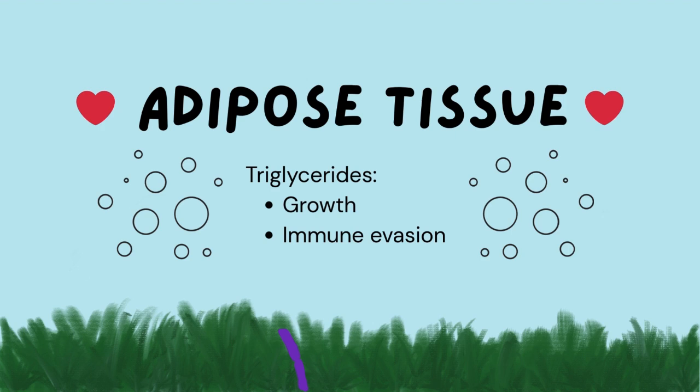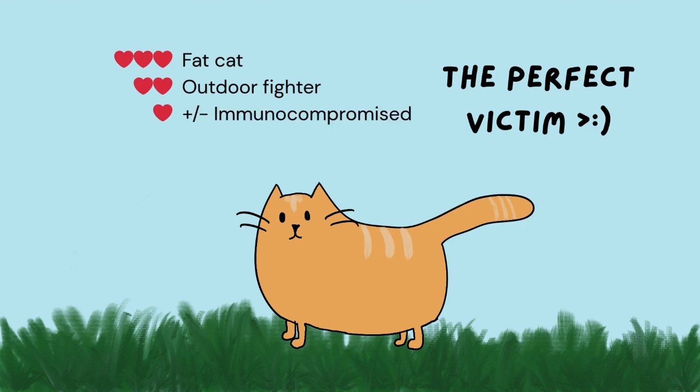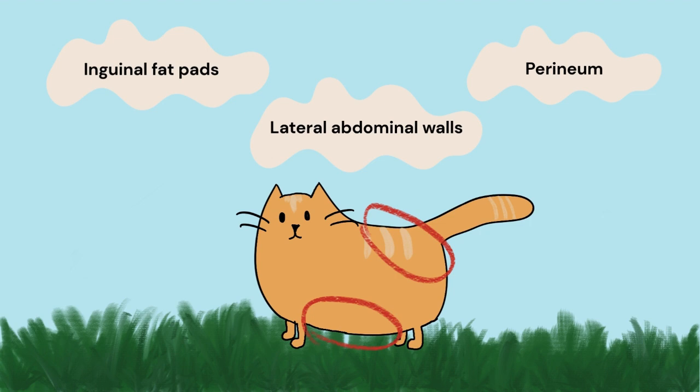Like all RGM, I have a tissue tropism for fat. I need triglycerides to help me grow and evade the immune system. My perfect victims are fat cats and outdoor fighters who frequently encounter me in the environment. As mycobacterial infections are opportunistic, I don't even need an immunocompromised host, just an entry point. I infect fatty subcutaneous tissue, especially inguinal fat pads, lateral abdominal walls, and the perineum.